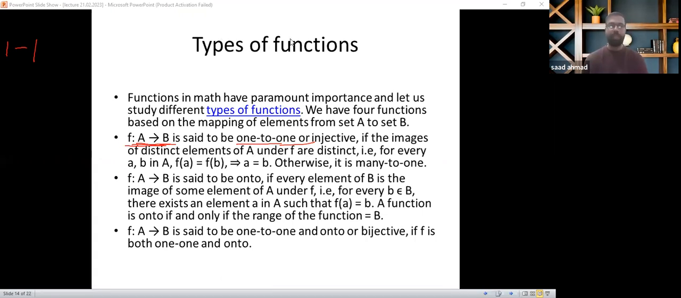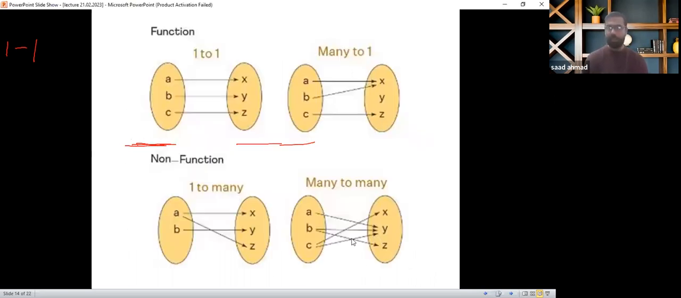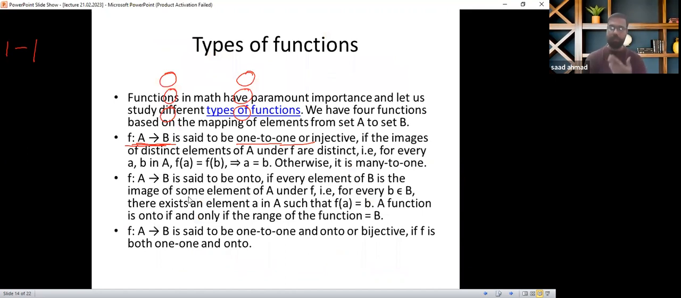The images are the elements of the range. If one element from the domain joins with only one element from the range, and they are distinct elements, then it's 1-to-1, like the first one. You see, one element from the domain joins with one element of the range. So this is 1-to-1. For one element of input, there is one element of output. Then the next one that we have is 1-to-many.